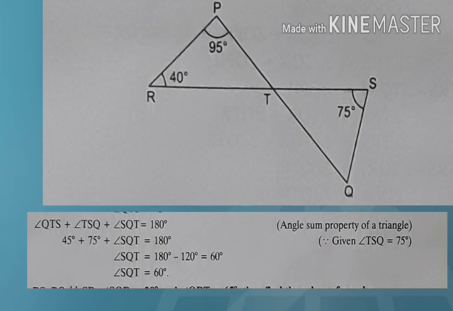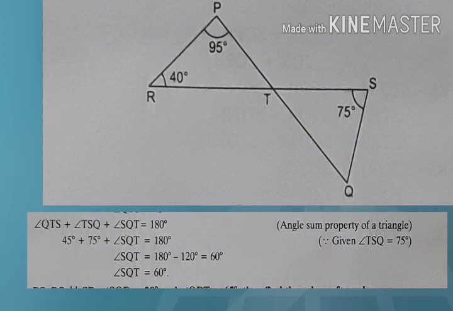In triangle STQ, 75 plus 45 plus angle SQT equals 180 degrees by the angle sum property of a triangle. Then angle SQT equals what? 180 minus 120, that is equal to 60 degrees. So here we got angle SQT as 60 degrees.